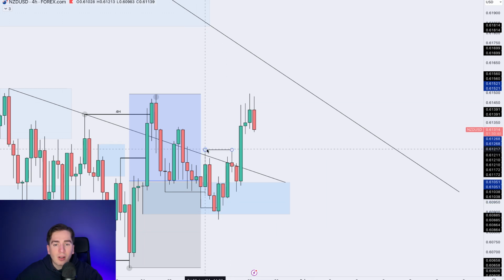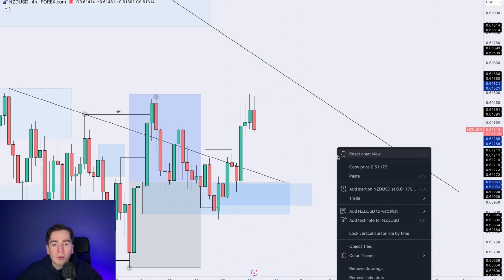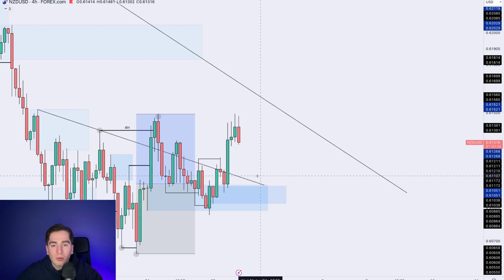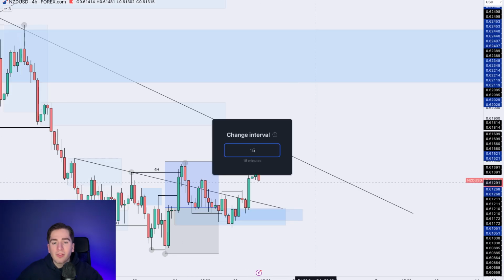So we break the fractal high. This is the high which broke this low. Then this becomes your area of demand that broke this fractal high over here. We tap in and we move back out again. So very clean price action.